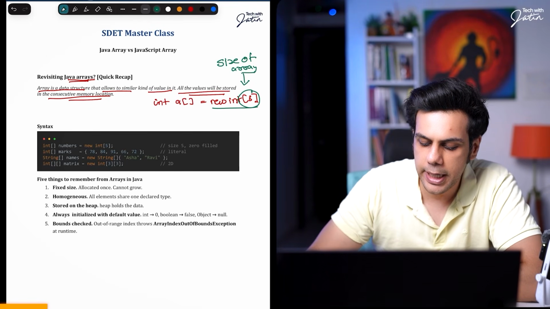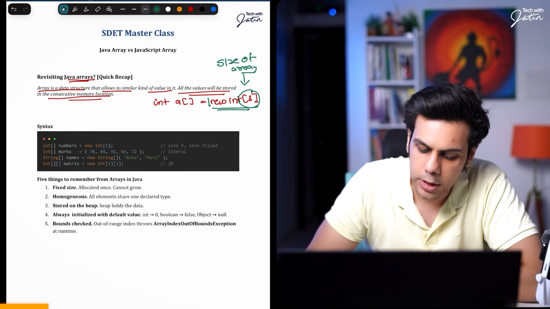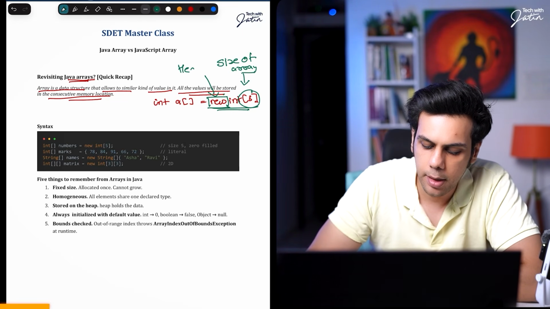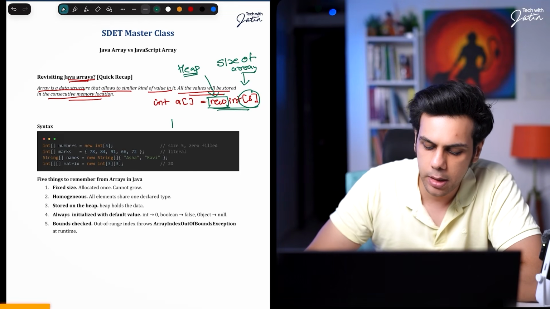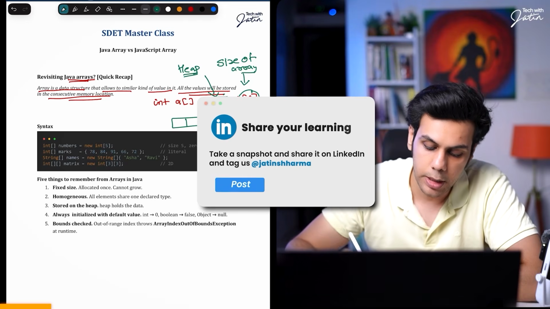The moment you say this, arrays are going to be created inside which memory space? The new keyword talks about that. New keyword says that we are going to create the array in the heap memory. So this is my array in the heap memory.